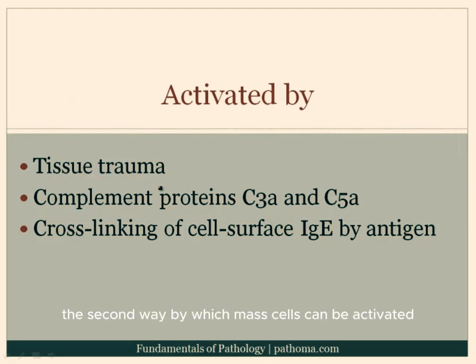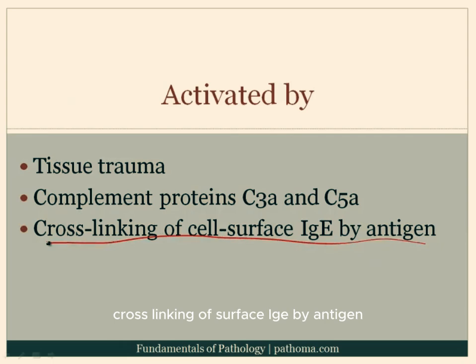The second way by which mast cells can be activated is by the complement proteins C3a and C5a. C3a and C5a are byproducts of the activation of the complement system. We'll talk about them in more detail in a few minutes. However, it's important to bear in mind here that these two proteins, C3a and C5a, activate mast cells. And the third way by which mast cells can be activated, and perhaps the one that we're most familiar with, is cross-linking of surface IgE by antigen.